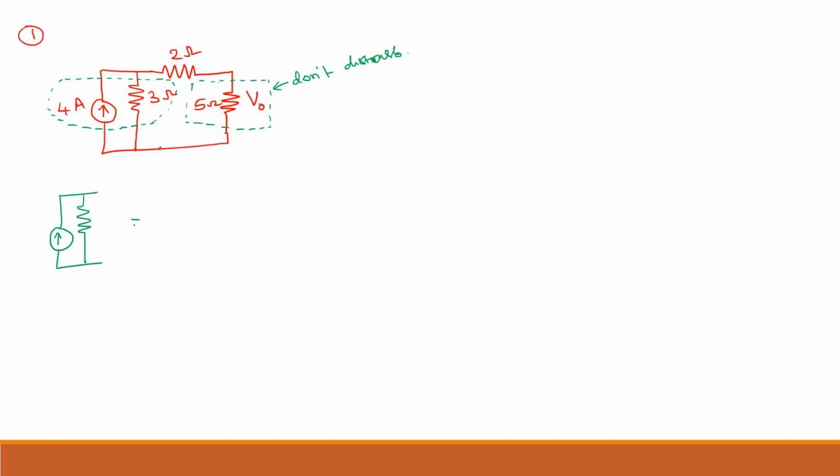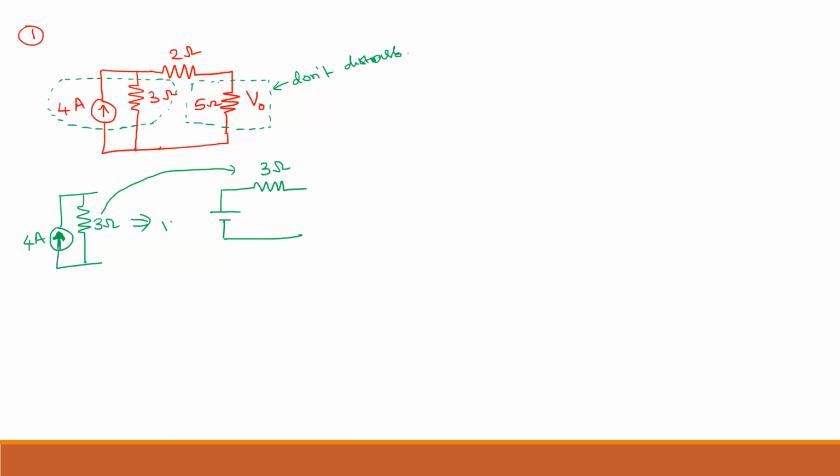Now, in this 4 ampere as well as 3 ohm. Remember, whenever you do a current source to voltage source transformation, the arrow mark always represents the positive terminal. Now the current is going upward, so the upper one is the positive terminal, and the lower one is the negative terminal. Now that resistance will be connected in series. The same resistance will come here. This will become 3 ohms.